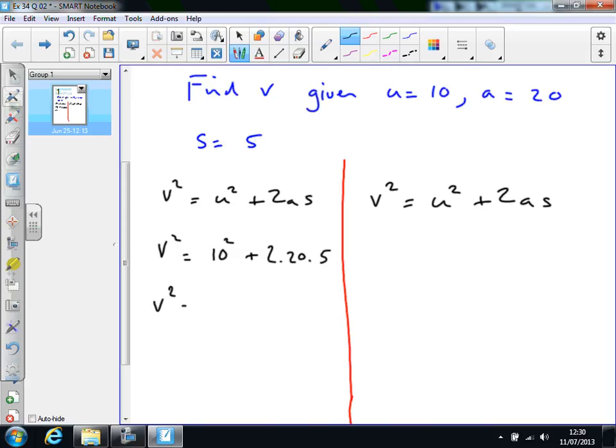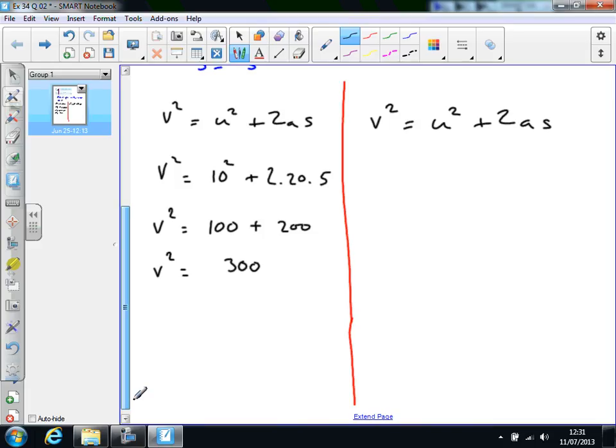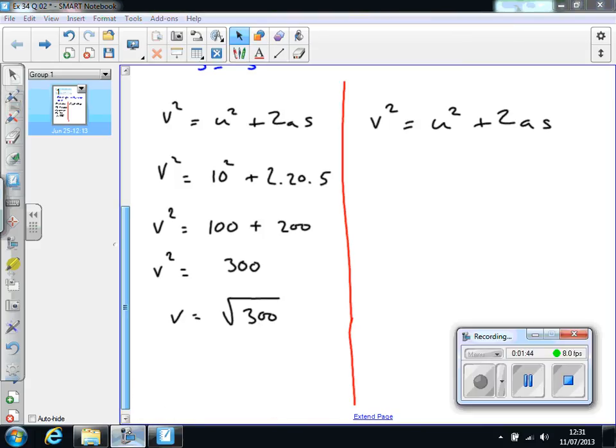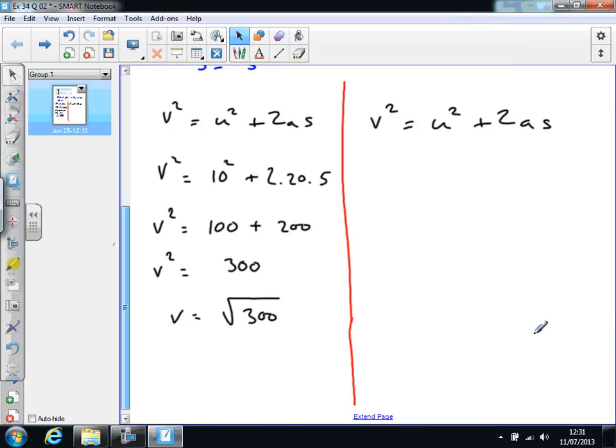So let's work it out as far as we can go. 10 squared is 100, plus 2 times 20, 2 times 5 is 10, times 20 is 200. So v squared equals 300. So the formula is set up not to give us v, but to give us v squared. So the final thing we need to do to find v is to square root both sides. So v equals the square root of 300, which equals 17.3.